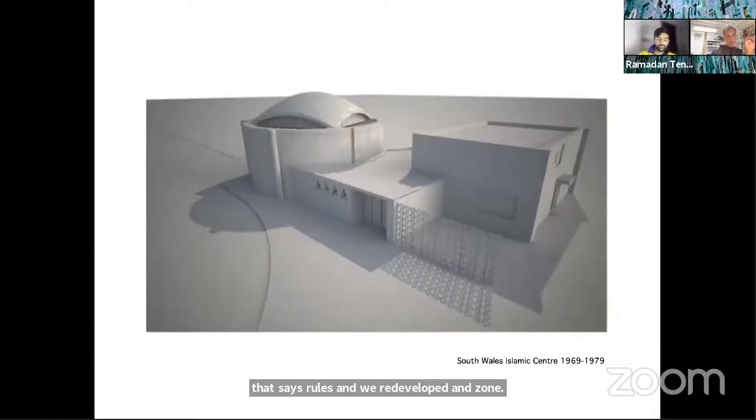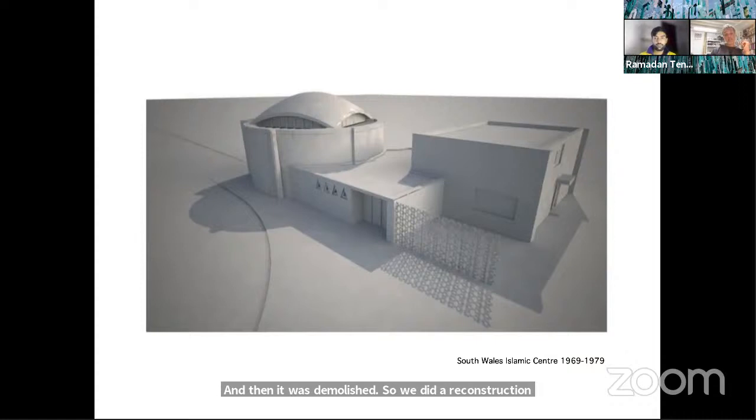There's another mosque in Cardiff as well. It was the South Wales Islamic Centre, which you see here. This is a reconstruction of it because it was around the corner from Peel Street, and it was built between 1969 and 1979. So it existed between 69 and 79, and then it was demolished. So we did a reconstruction of it from drawings that we found in the archives.